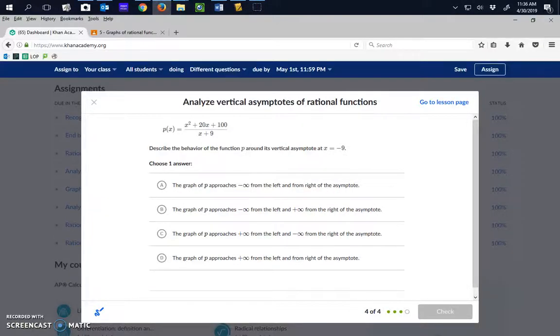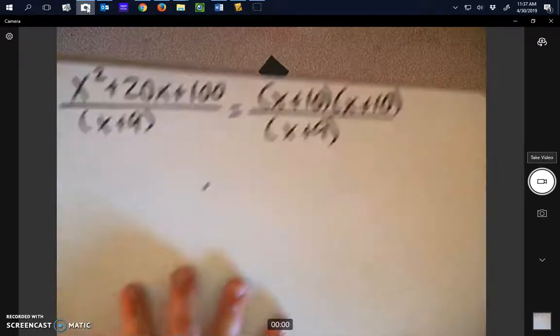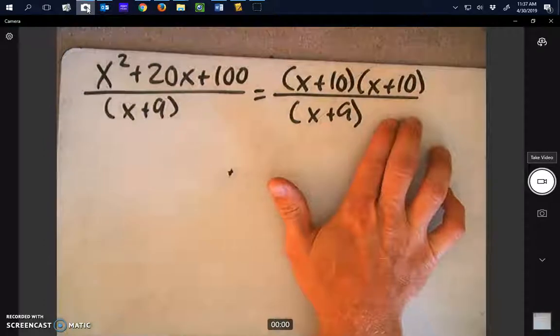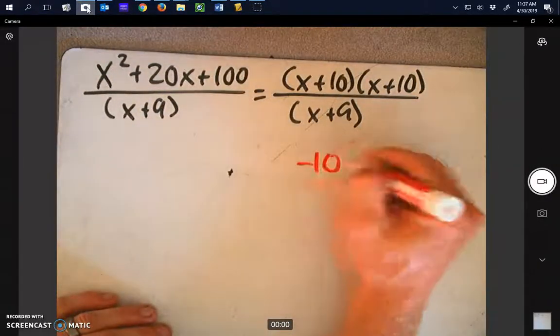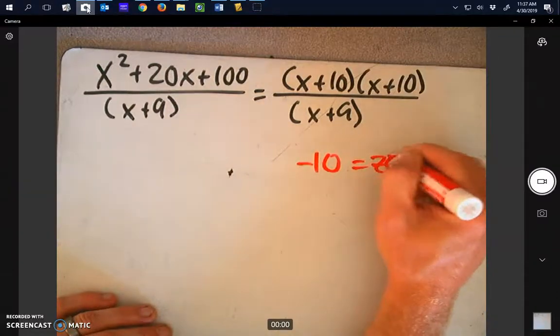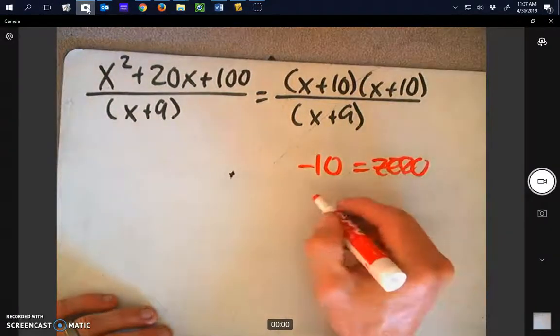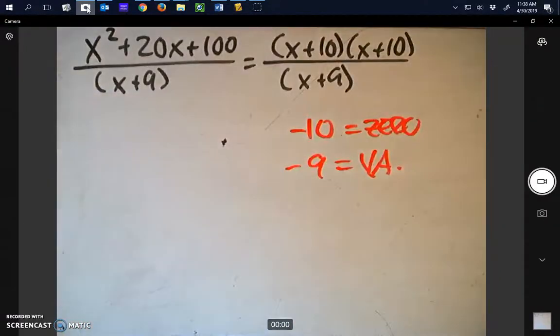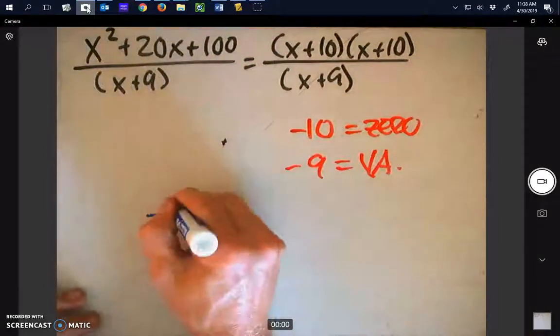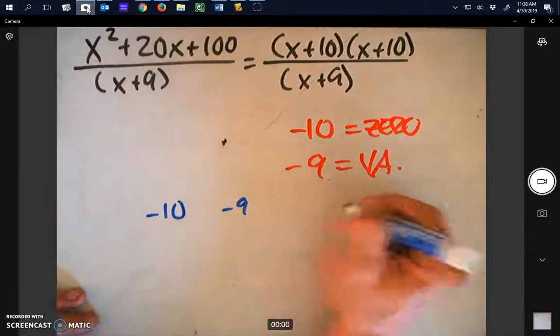Next question. Okay, polynomial over binomial this time, just like the last problem. I have it written right here, factored. So we have two numerators, but they're both the same. So we have a zero at negative 10. And we have a vertical asymptote at negative 9. All right, so we need to put these in order. So our smallest number is negative 10, and then negative 9, and then that's all we have.